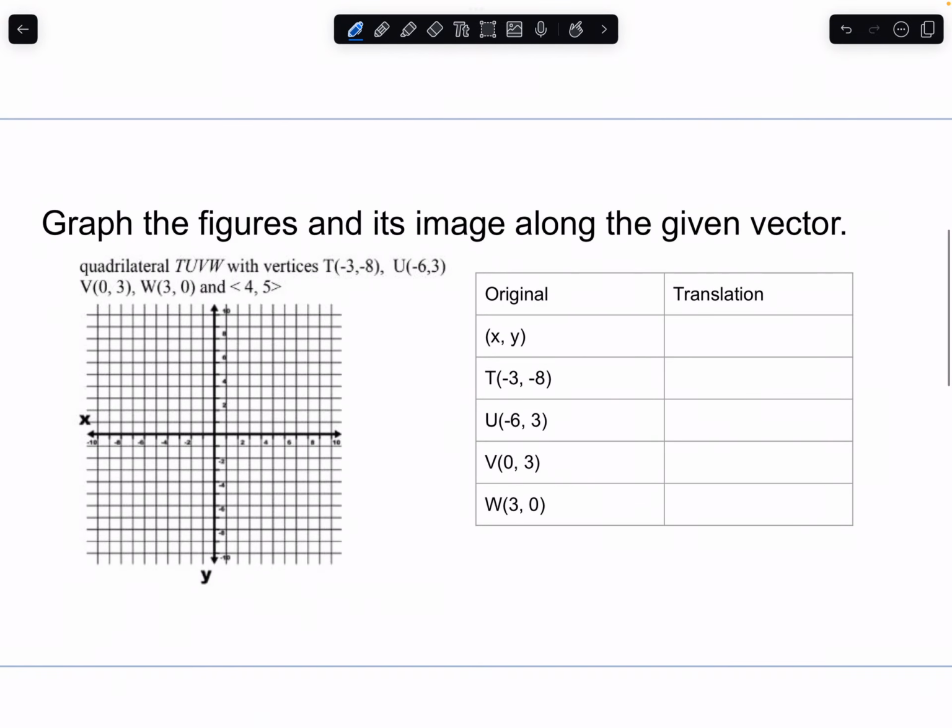So let's say we begin with this quadrilateral TUVW. I'm going to show you how to do this translation using vector notation and how to do it using the graph. So let's plot the points first. T is at -3, -8. So we're going to go -3, -8.